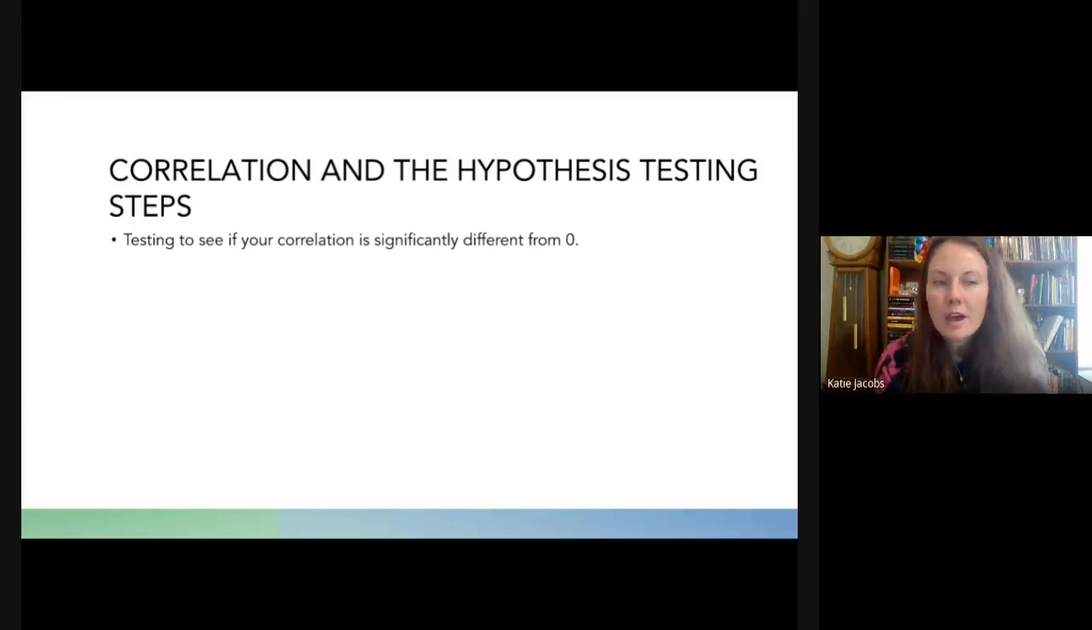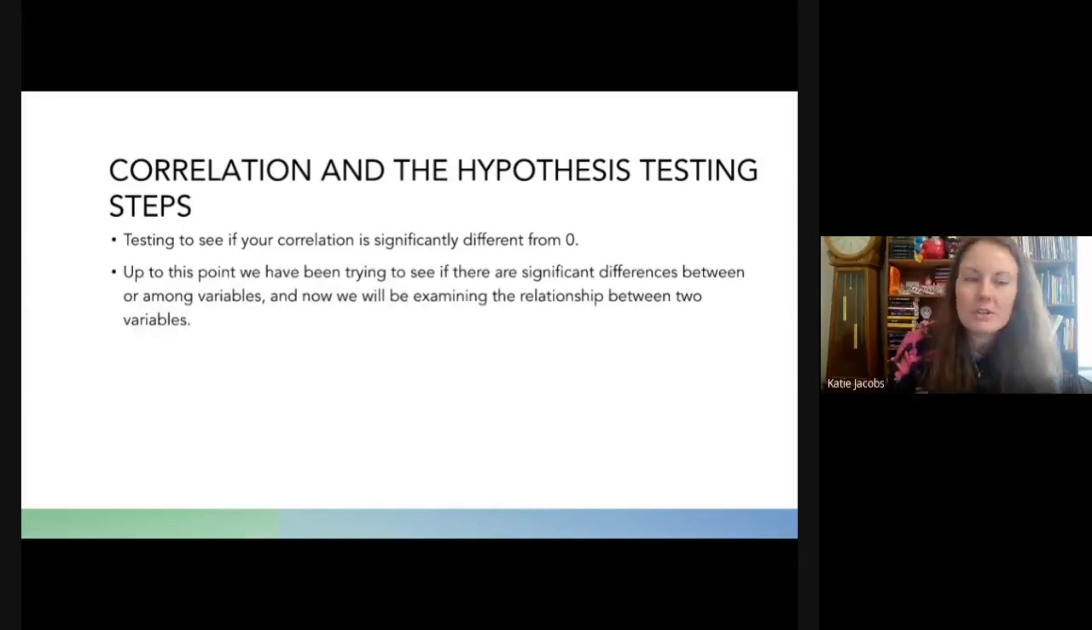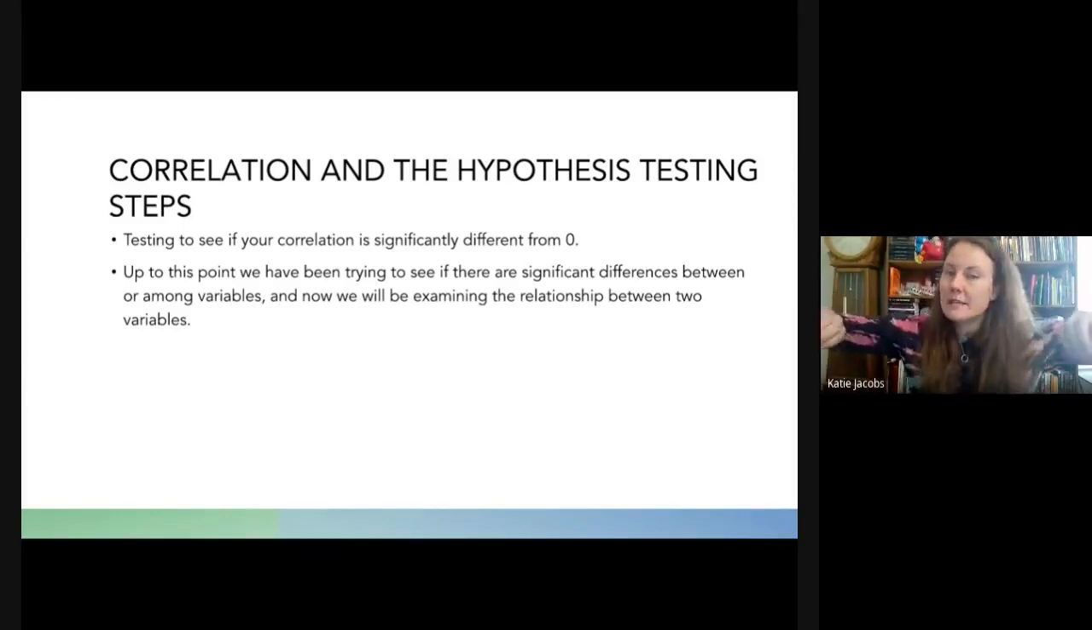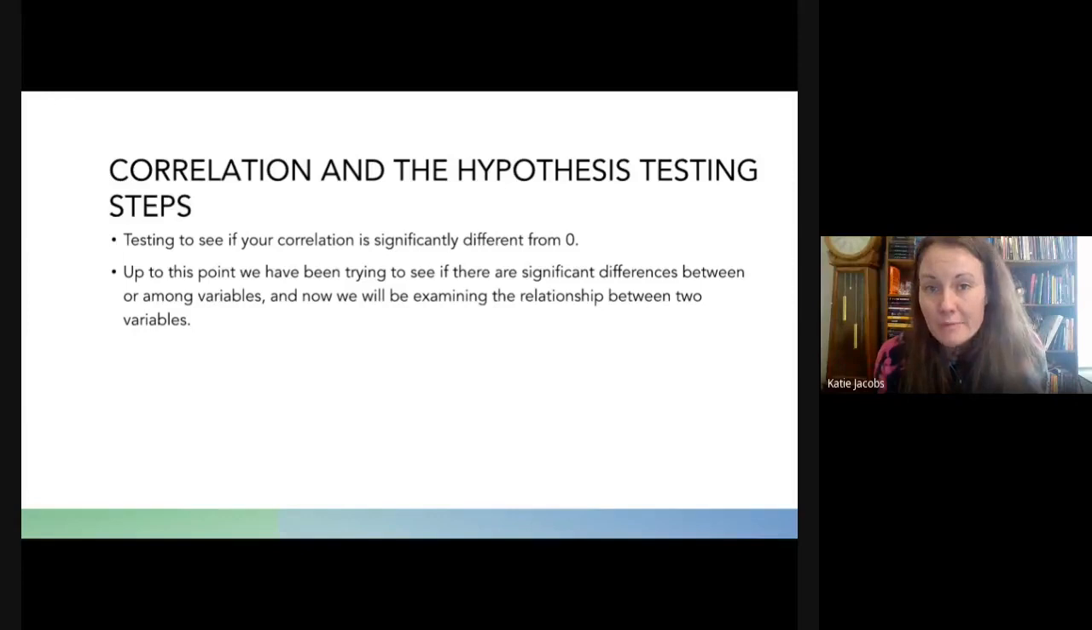Okay, so up to this point, we've been just seeing if there's been significant difference between groups. With our one sample Z test, we wanted to see if our sample mean was significantly different from our population mean. With our independent samples t test, we wanted to see if there were significant differences in the means of two groups made up of different participants. With the correlation here, it's a little bit different because what we're trying to see is if our correlation is significantly different from zero. What does a correlation of zero mean again? A correlation of zero means there's absolutely no relationship.